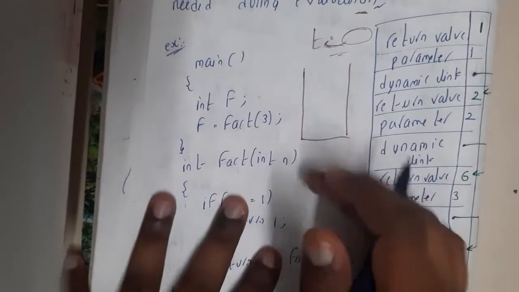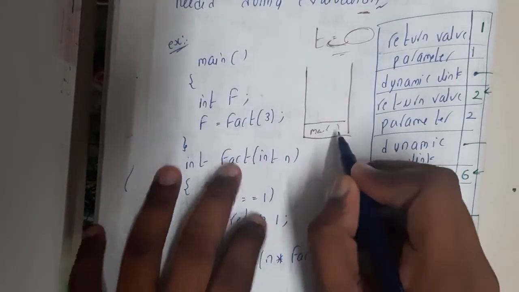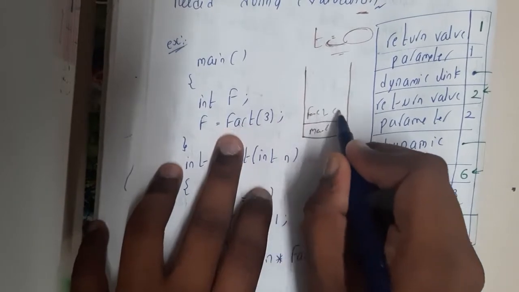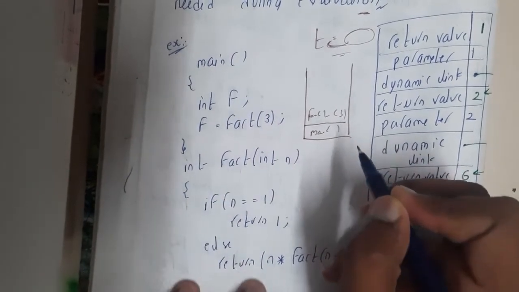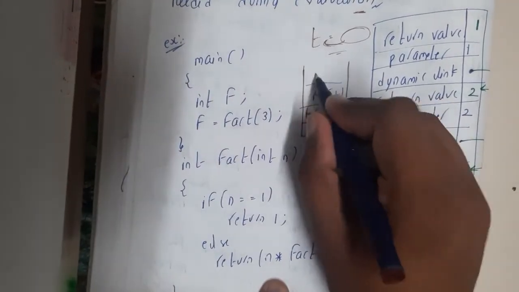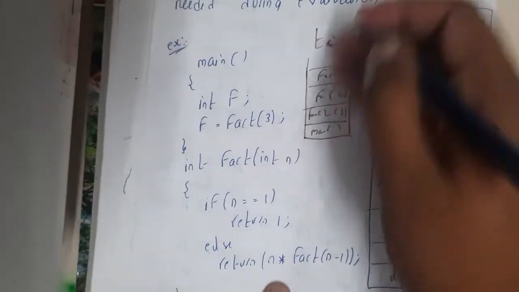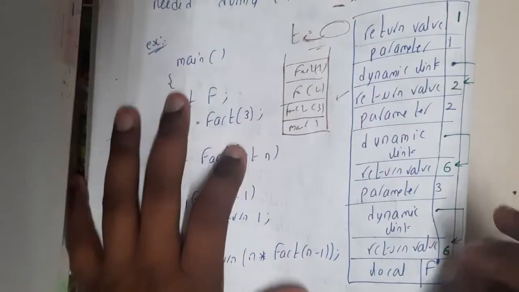Initially the main function is called, which means main will be pushed onto the stack. After that, fact3. Inside fact3, you will be calling fact2. After that, you'll be calling fact1, right? So this will be the exact order in which the stack will be stored, guys.